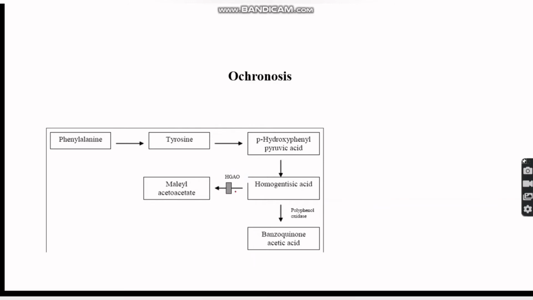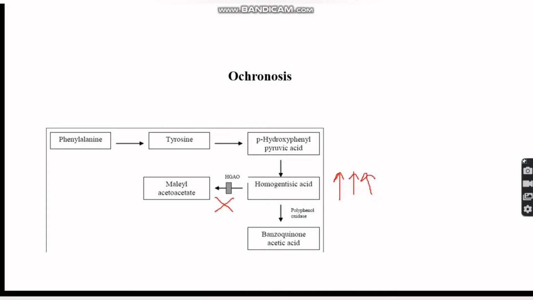The enzyme is defective, due to which this step will be stopped. Homogentisic acid will not be converted into maleylacetoacetate, hence the phenylalanine will not be totally broken down, due to which the homogentisic acid will start to accumulate in the body.